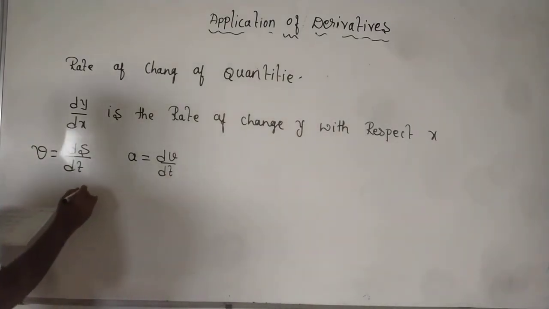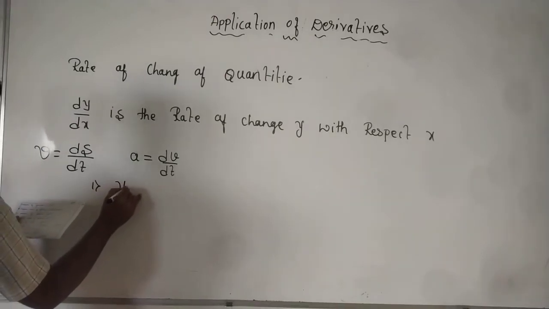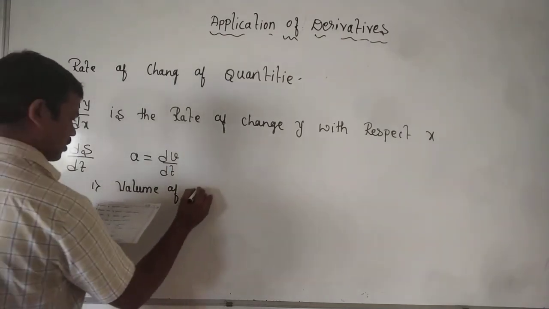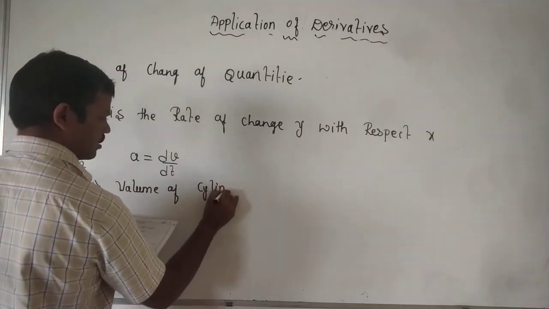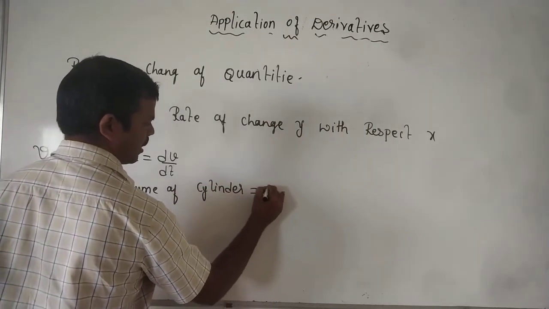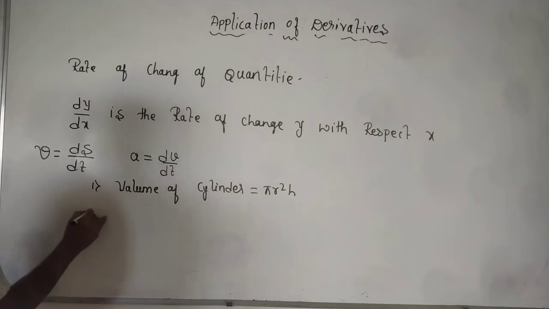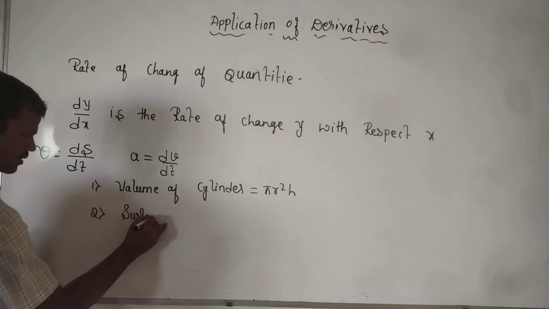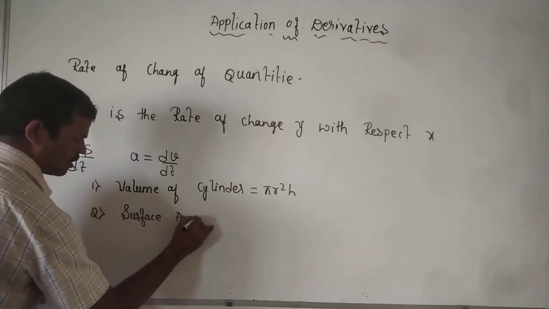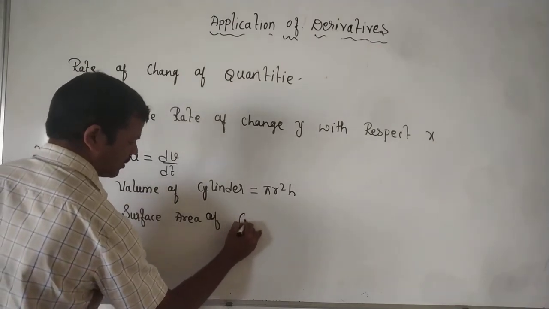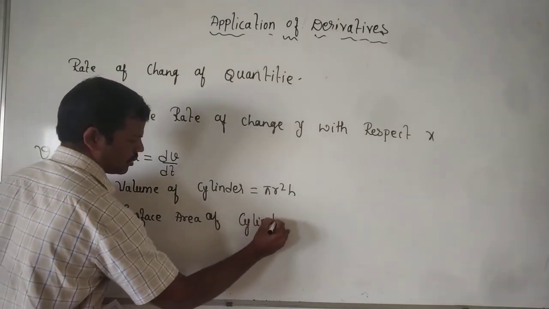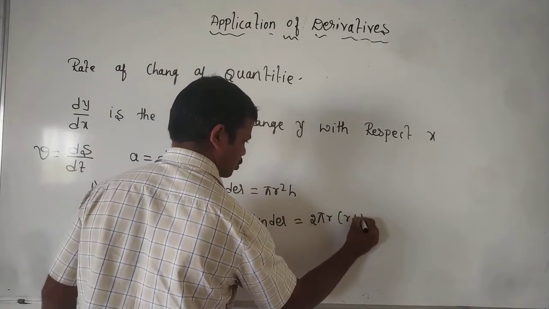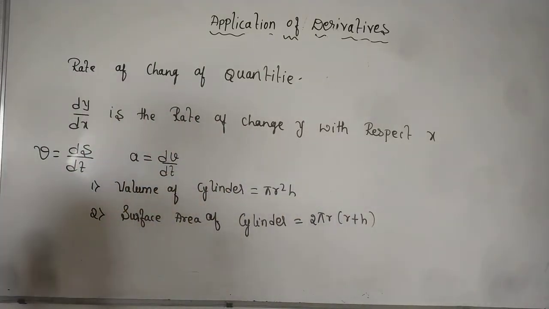Let me take one, that is the volume of the cylinder. Volume of the cylinder is equal to pi r square h. The second one, surface area of the cylinder, surface area of the cylinder is equal to 2 pi r plus h.